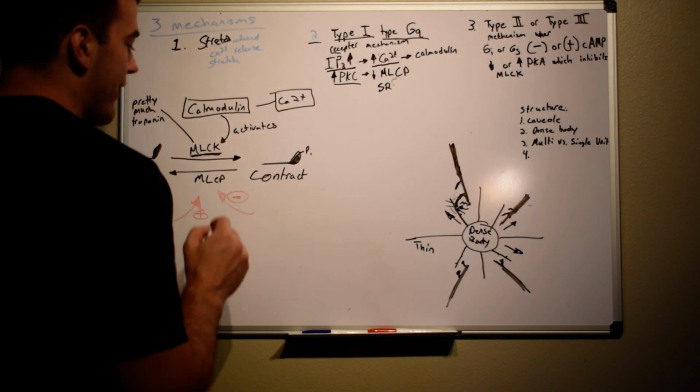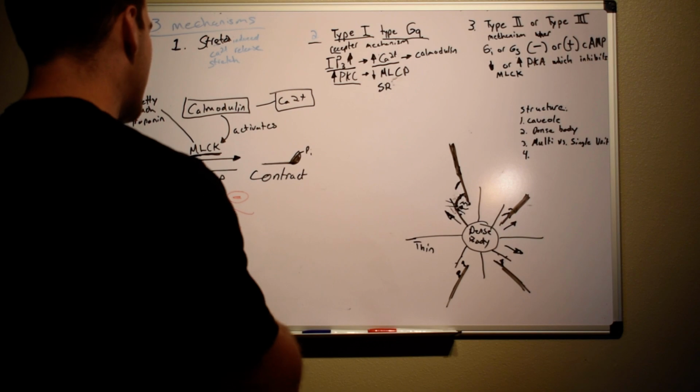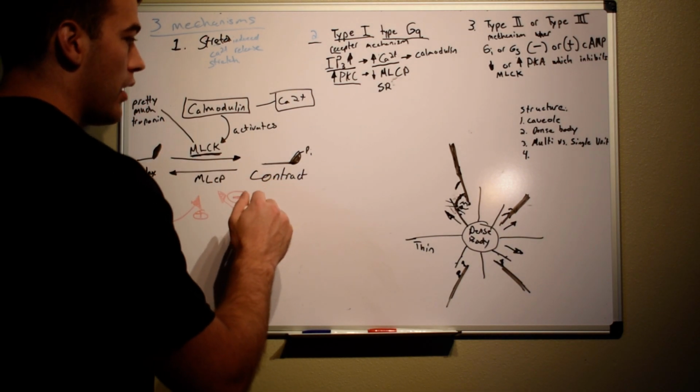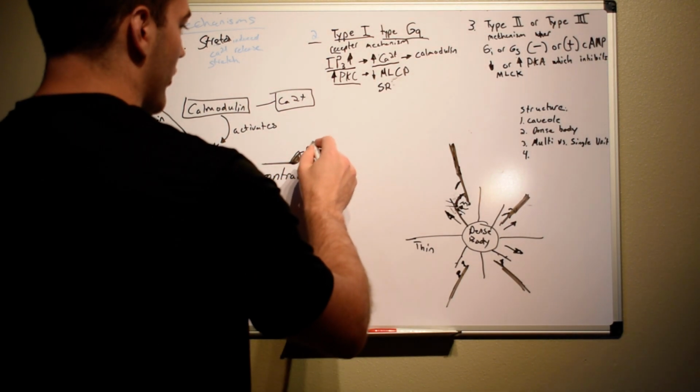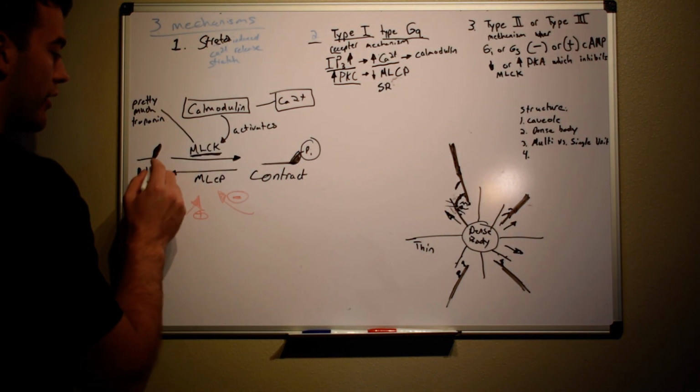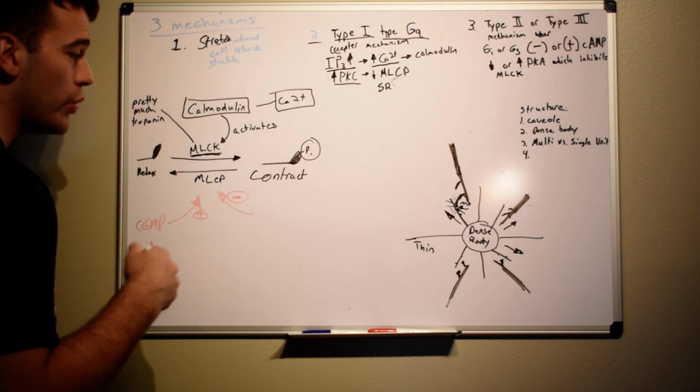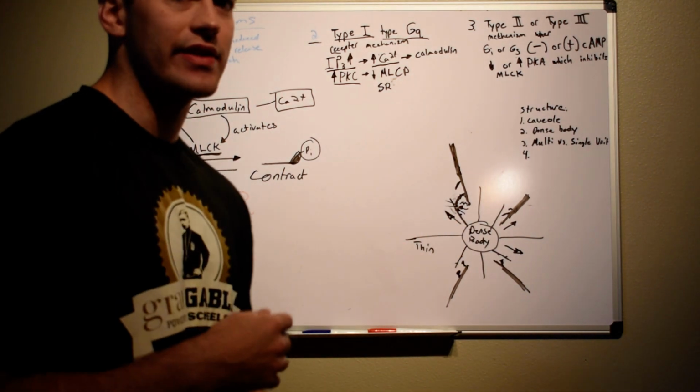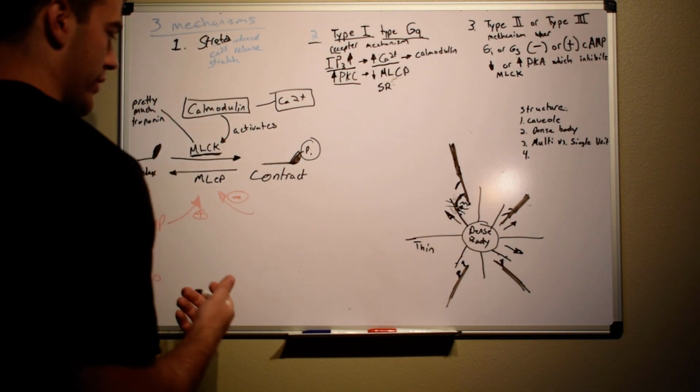If we do not have that myosin light chain kinase there, we're not going to get this phosphorylation. Okay? So in the state in which we are not having it, we cannot bind the actin binding sites, and we get no smooth muscle contraction.